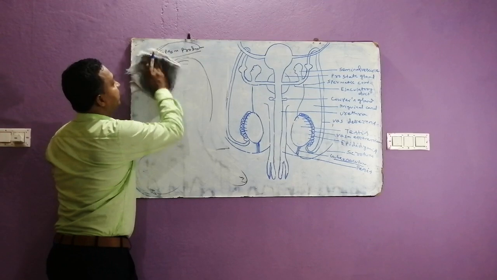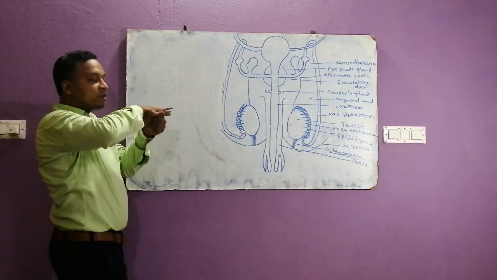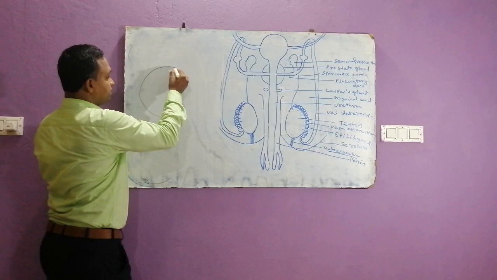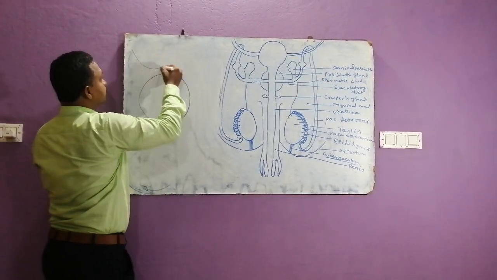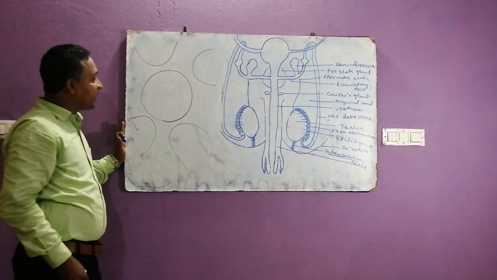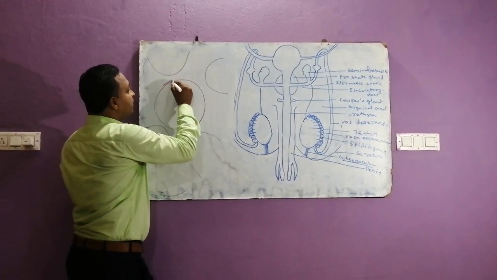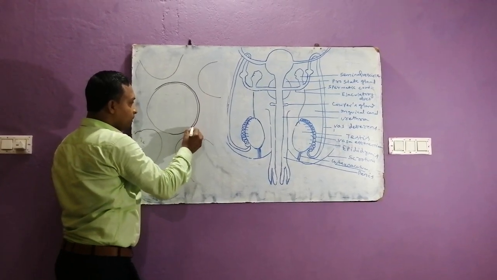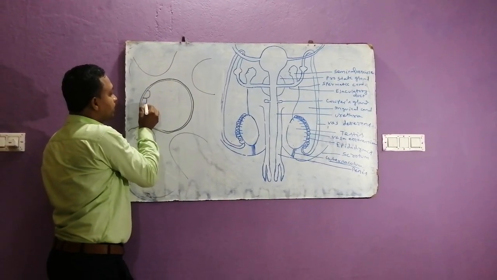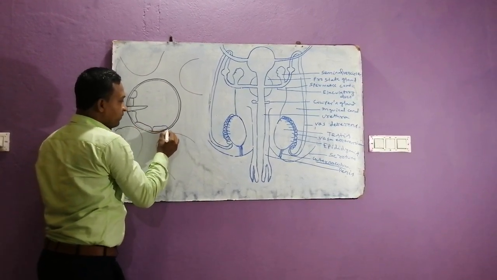Now, if you take the transverse section of the seminiferous tubule, if you take the transverse section of testes, we can find the structure of the seminiferous tubule. This is the transverse section of testes we are taking. This is a seminiferous tubule, this is a seminiferous tubule, this is a seminiferous tubule. The seminiferous tubule is basically composed of... this is the seminiferous tubule we are talking about.